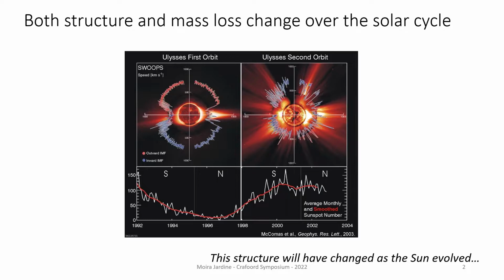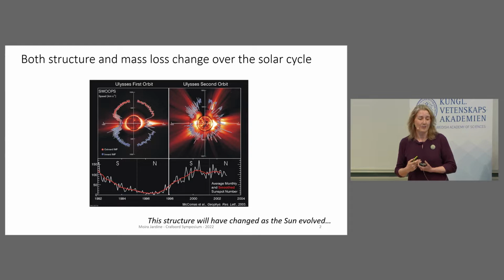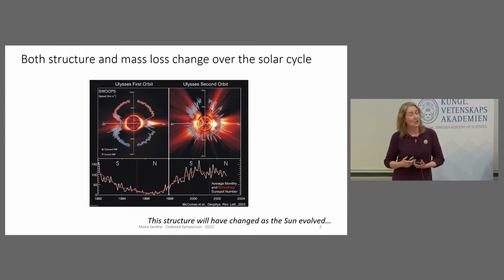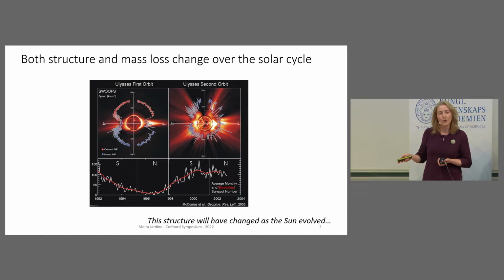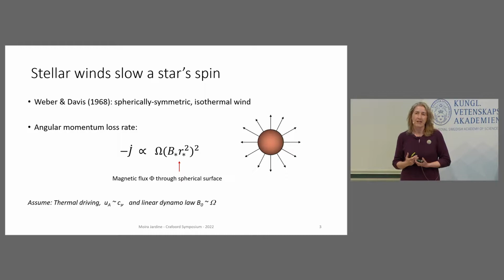Now, we expect that over the whole of its lifetime, this structure will have changed as well. The reason that we expect this is that, as we learned from Gene Parker, the sun has a wind, and that wind carries away not just mass, but it carries away angular momentum. And that means that the star, or the sun, slows down its rotation over time. Now, we can take a very, very simple model of this. So we can have a star with a spherically symmetric isothermal wind, a nice, simple model that all theorists like. And we can write down the rate at which that wind is carrying away angular momentum.